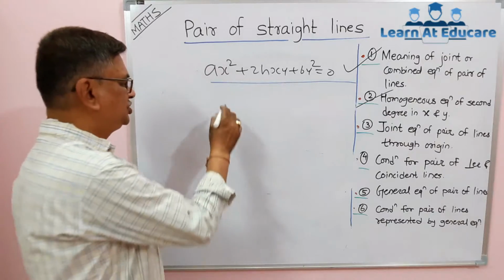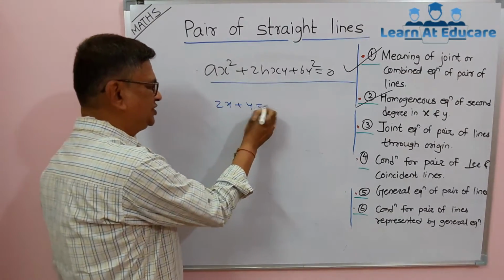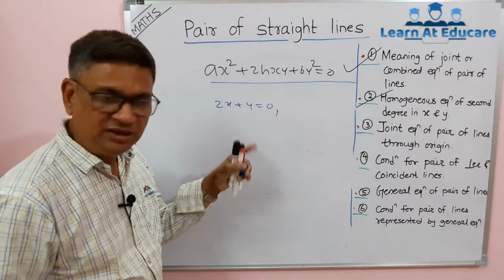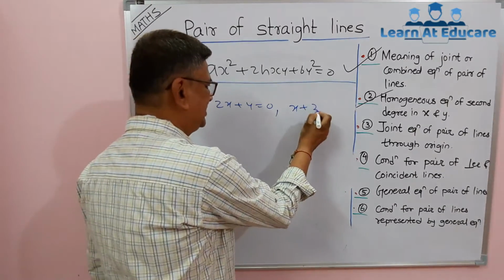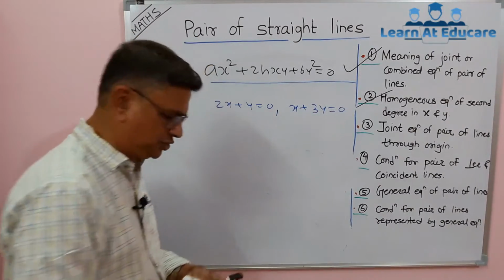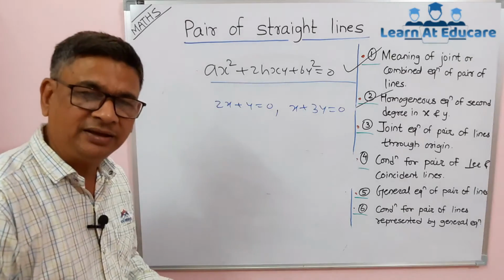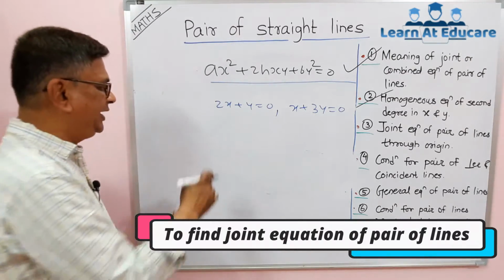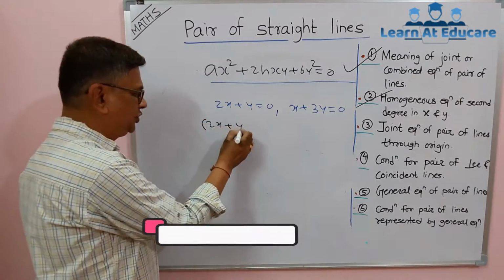We take an example. Suppose one line has such an equation, which passes through the origin, and suppose another line has such an equation, x plus 3y equal to 0. And now we will find their joint equation. How to find the joint equation? Their product equal to 0, something like this.